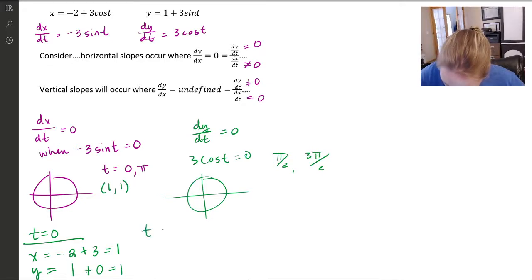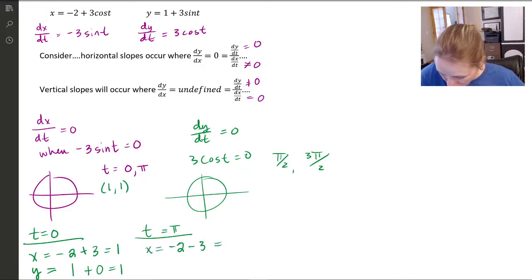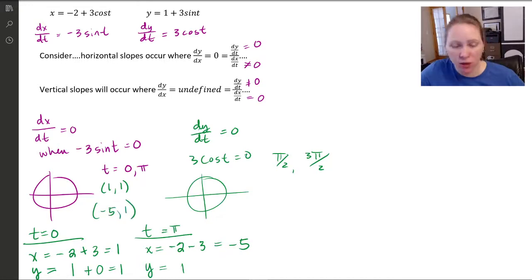And then when t is pi, you're going to have x equals negative 2 minus 3. That's going to be negative 5. So I'm plugging pi in for t. That's all I'm doing. Y is still going to be 1. So (negative 5, 1) would be the other spot where we have horizontal. So these are all horizontal.